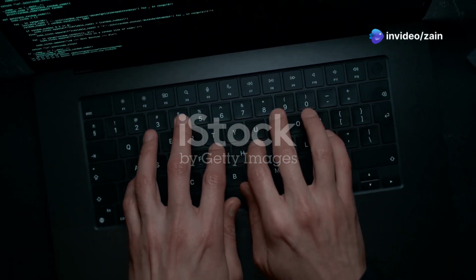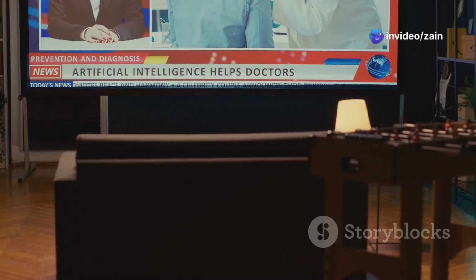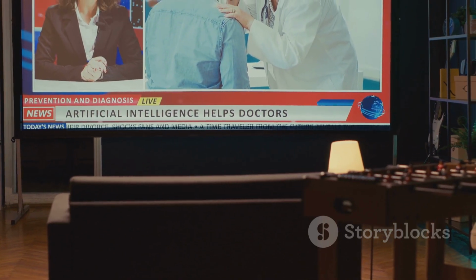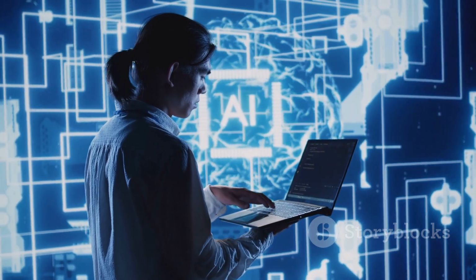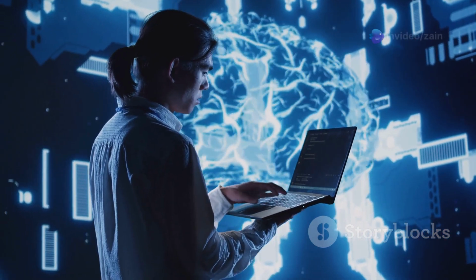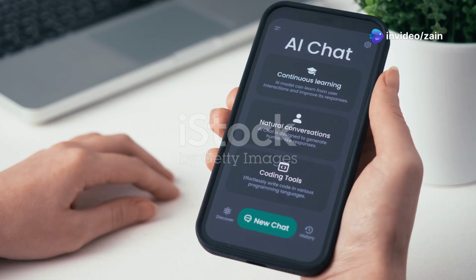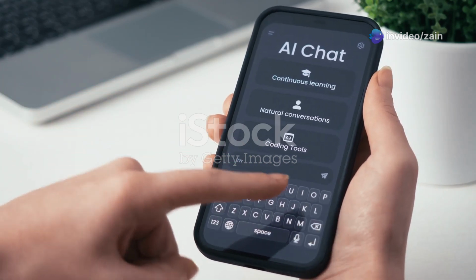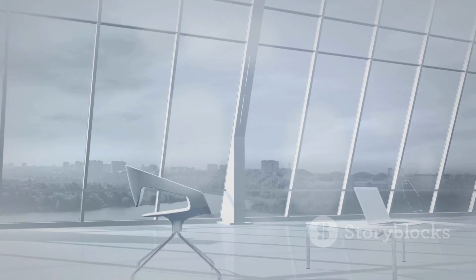Artificial intelligence, or AI, is a broad term. It refers to machines that can perform tasks that normally require human intelligence. These tasks include things like learning, problem-solving, and decision-making. Imagine a computer that can understand your questions, learn from its mistakes, and even make predictions about the future. That's the power of AI.